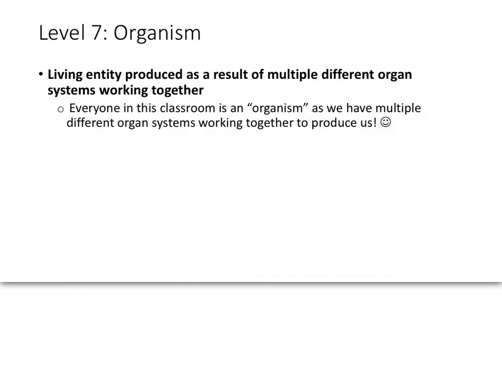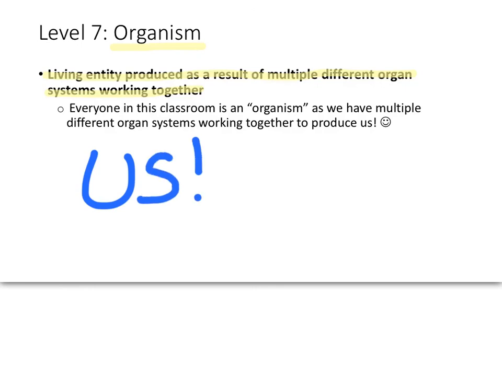Our last level of organization is the organism. So what's an organism? It's a living entity produced as a result of multiple different organ systems working together. In layman's terms, it means us. So when you have all of your atoms and molecules and cells and tissues and organ systems all working together, you get an organism.